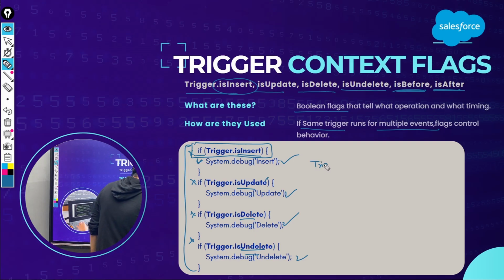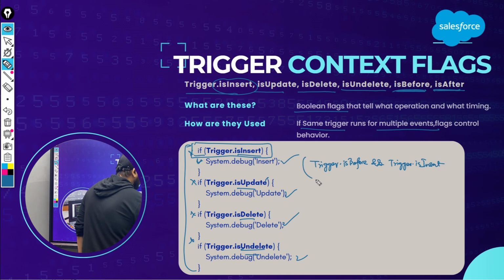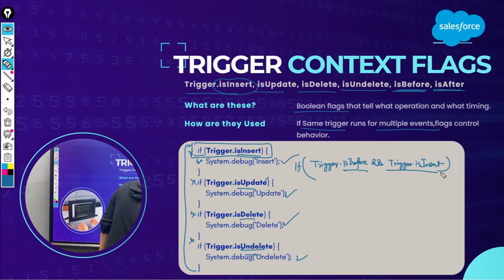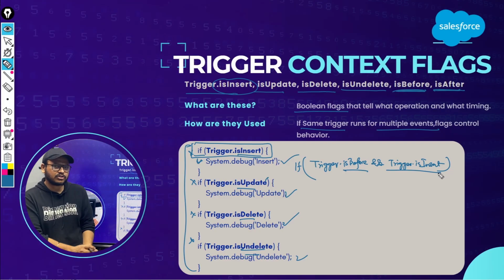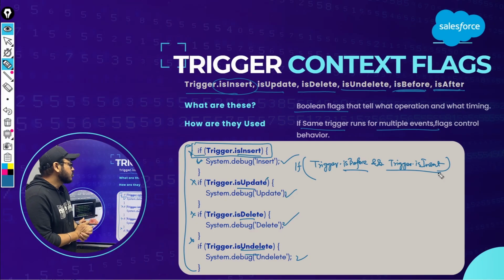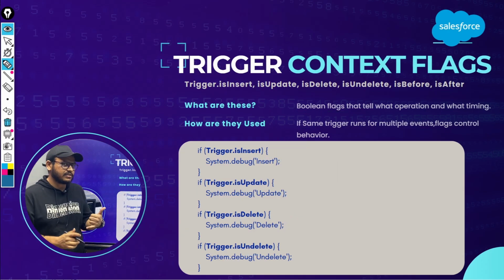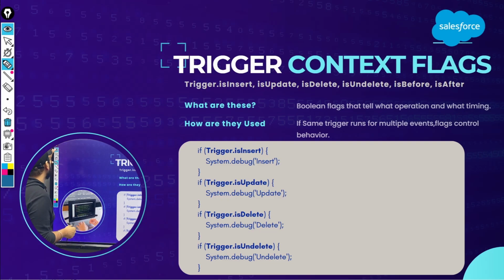I can simply write if Trigger.isBefore and Trigger.isInsert. All right. So what does this mean? This means a before and an insert, so it should be a before insert trigger, and then similarly you can go ahead and write your logic, right? So that's about the Boolean trigger context flags, which can be used for determining which trigger event initiated that trigger execution, and based on that you can go ahead and write your logics.